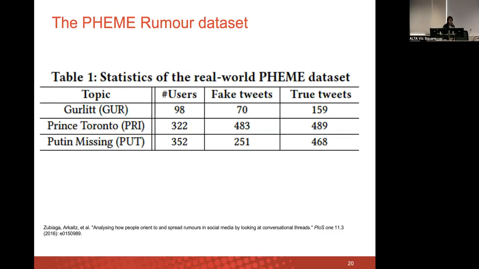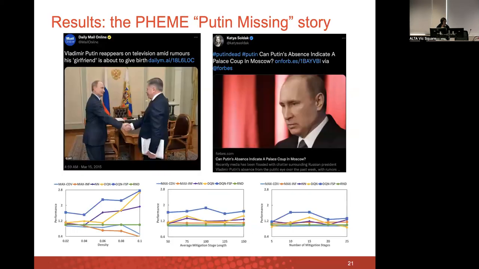I will just show you briefly the result on the real-world FIMI data set, and we use these three stories. I will show you an example on the very last one. So this is a rumor. I think this happened in 2015. Do you remember there was a rumor that Putin was missing? And you can see the tweets, very interesting tweets. The very first one is very interesting.